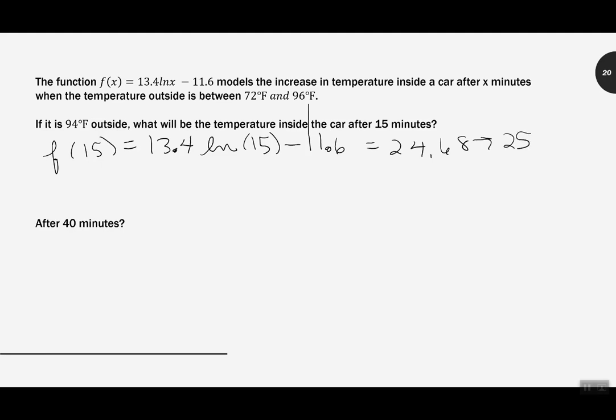When I have this, it's not going to be 25 degrees in the car. It's going to be 25 degrees higher, right? We said we started at 94, so we need to add 94 and 25. So 94 plus 25 says this new temperature, it's 119 degrees inside this car.